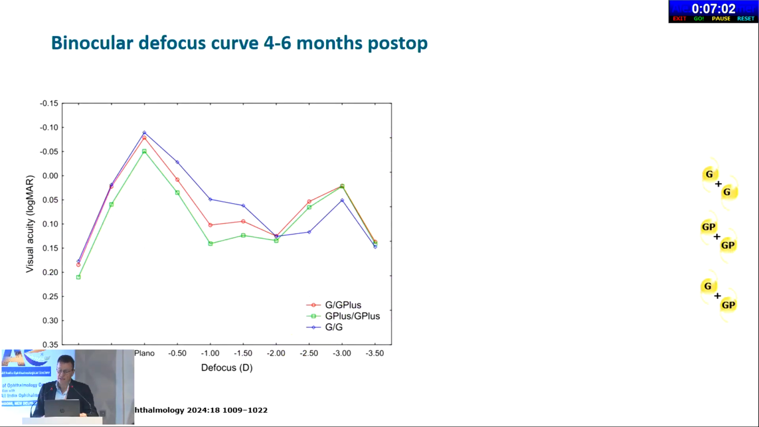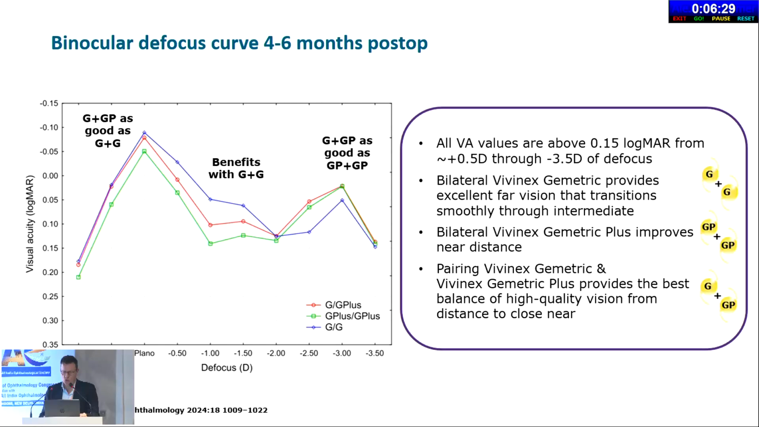So what did this study find? As you can see here, you can see the different defocus curves. When you implant the geometric in both eyes, or the geometric and the geometric plus, you have as good distance vision as with only the geometric in both eyes. For intermediate, it's slightly better when you implant both geometric lenses, and for near, the geometric plus in both eyes performs as well as the pairing strategy with geometric and geometric plus. What this means is that when you pair the geometric and the geometric plus, you get a smooth transition from distance through intermediate to near, while having the same distance correction and the same near correction as using the geometric for far only or the geometric plus for near only.